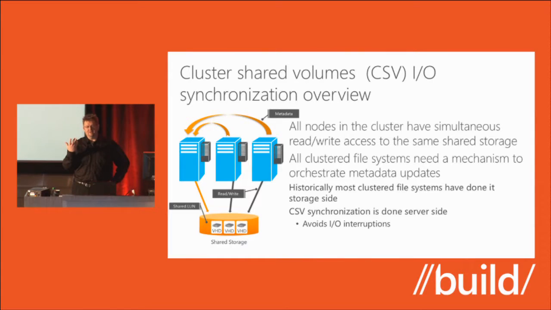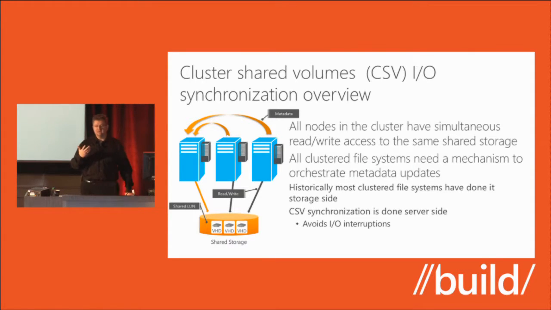So let's do a quick snapshot overview of some of the I/O synchronization that CSV does. How do we enable NTFS, which is a non-clustered file system, to work in a distributed fashion? CSV is a little different compared to a normal clustered file system. Most historical clustered file systems always did their I/O synchronization storage side. They did some sort of a locking mechanism storage side to control that when metadata updates were happening, it was only happening from one server at a time. And they traditionally did that through some sort of locking on the storage side.